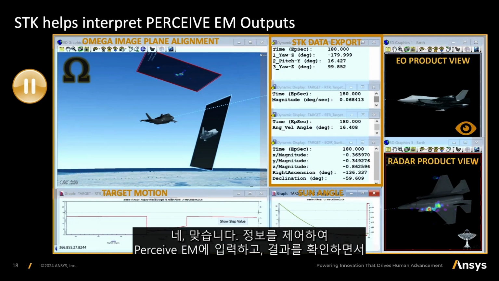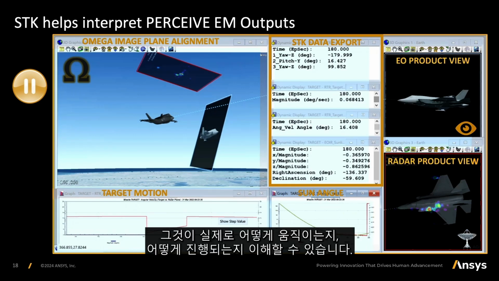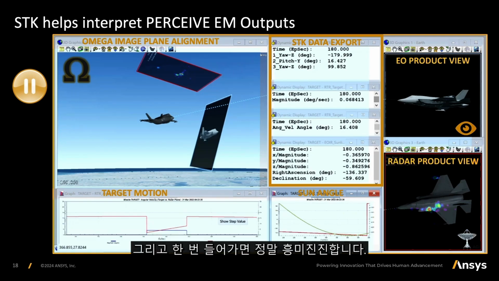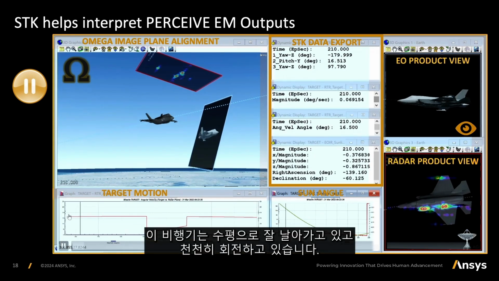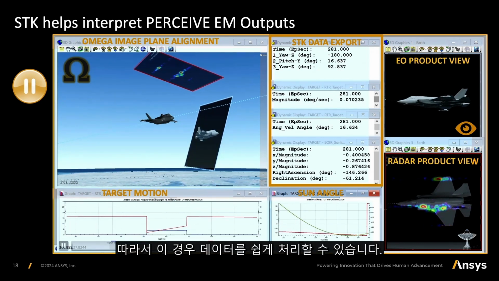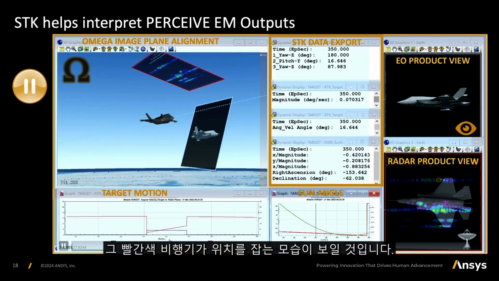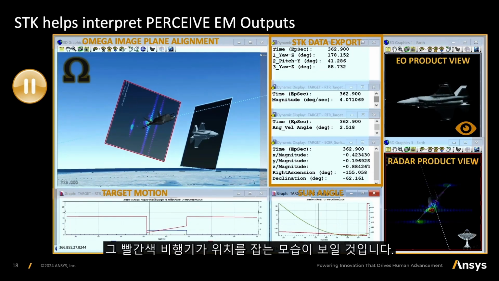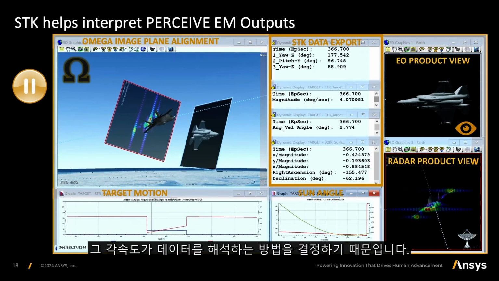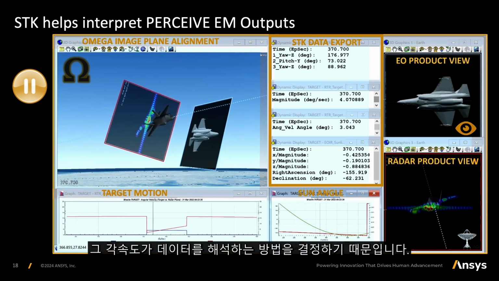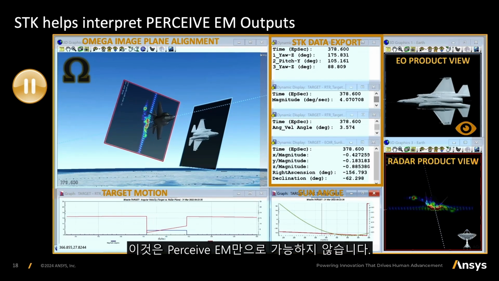So you can see controlling information goes into PerceiveEM, and then you look at the results to understand how that actually moves. In this one scenario, it's really exciting. I'll show you right in the middle here. This is the plane flying nice and level, and it's turning rather slowly, so it's easy to process the data. But watch in the center over here, when the plane does an aileron roll, that red plane snaps into position because that angular velocity dictates how to interpret the data. You don't get that with PerceiveEM alone.